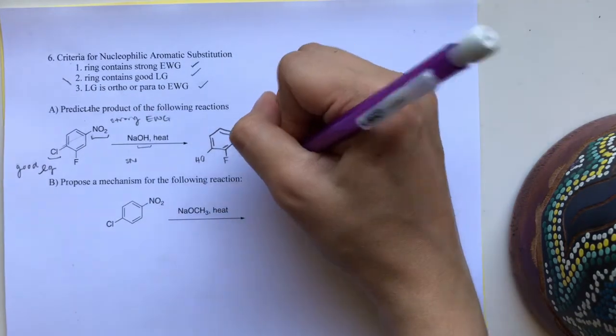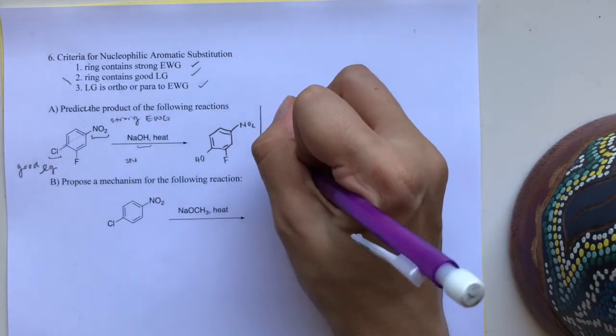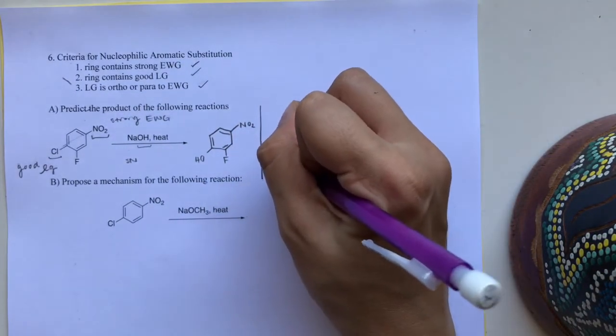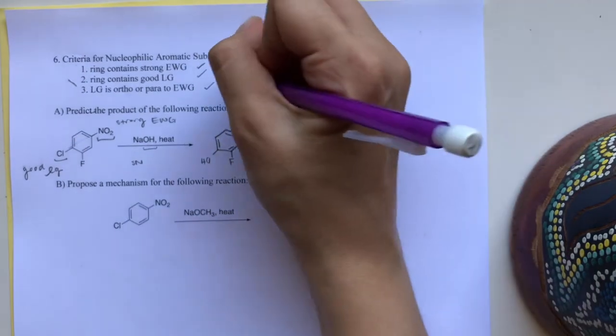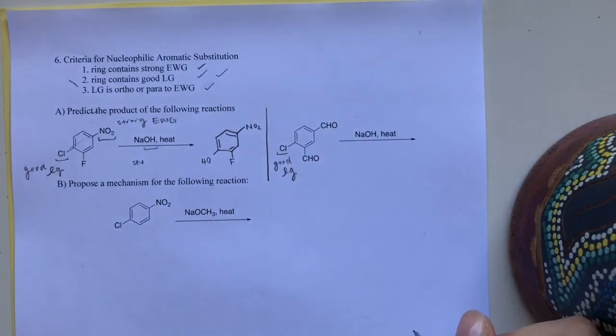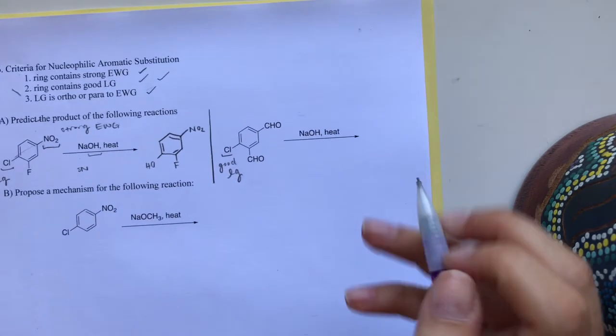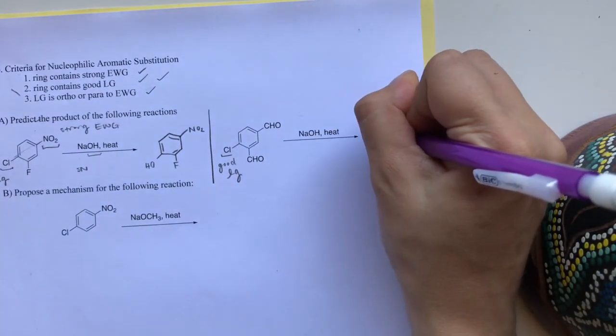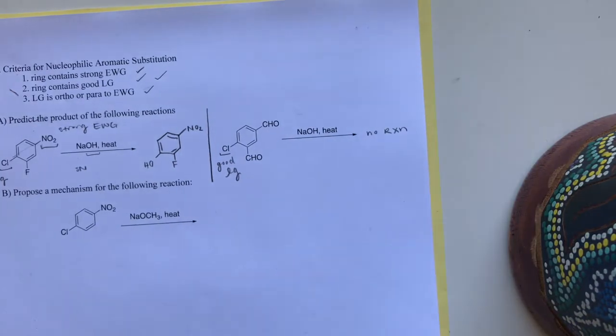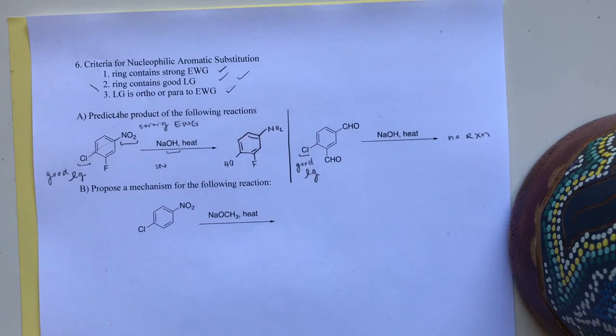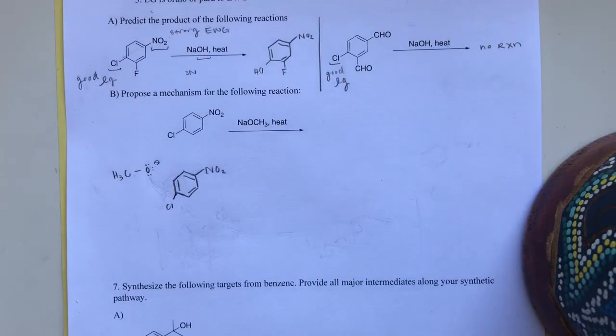In this molecule, we have a good leaving group, but we do not have a strong electron withdrawing group, so there is no reaction. Part B. Propose a mechanism for the following reaction.